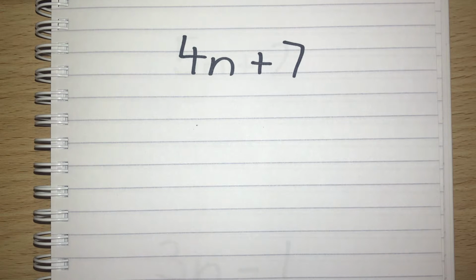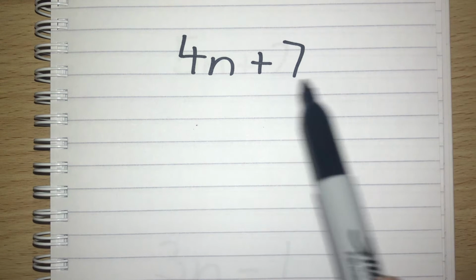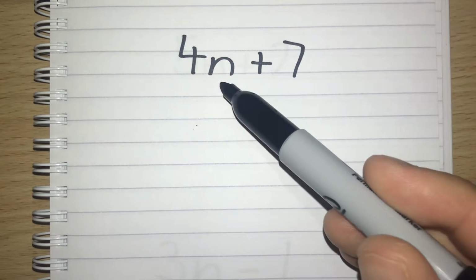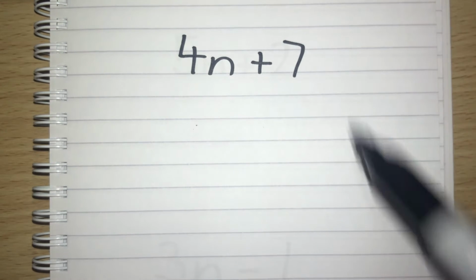In this video, we're going to take a look at finding the first 5 terms of a linear sequence using its nth term. So in this first example, the nth term we've got is 4n plus 7. What that means is whatever term number we've got, that's going to be our n. We'd have to multiply it by 4 and then add 7.